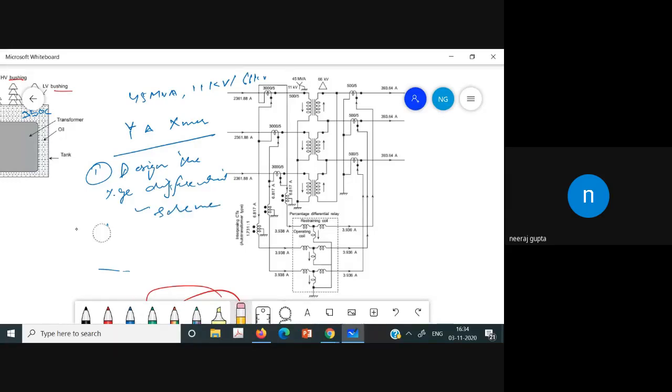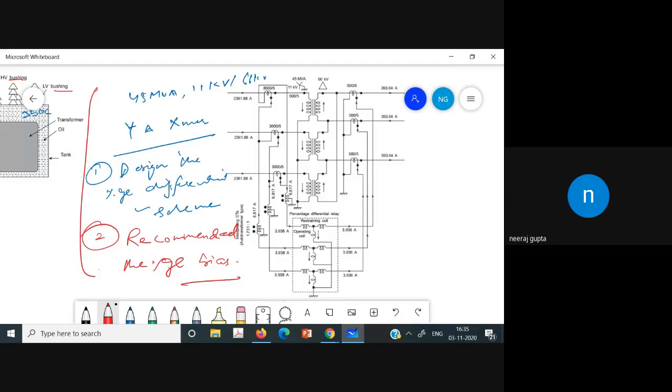And second, you have to recommend, as a protection engineer, what percentage bias you recommend in that case. Recommend the percentage bias as per the concepts that you have studied in the class. This is the tutorial problem that you have to do.